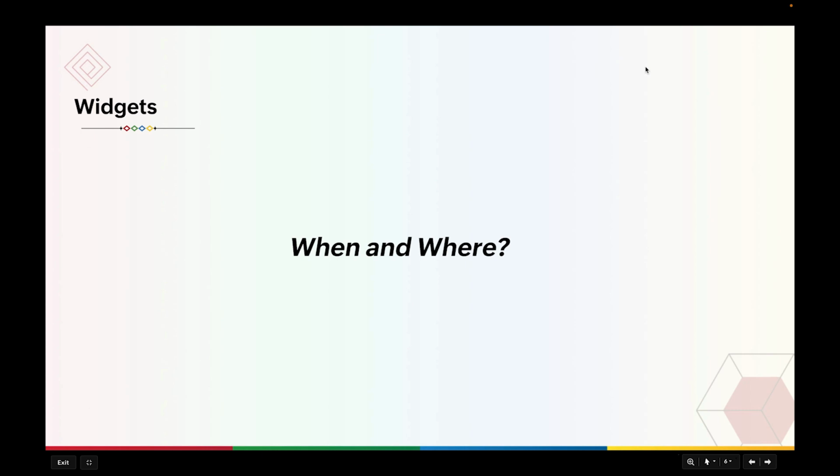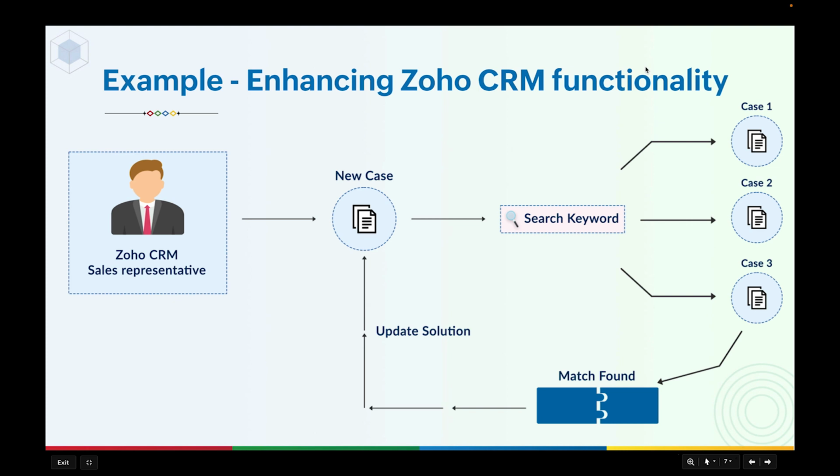So when and where can these widgets be used? As mentioned earlier, a widget can be used to enhance the functionalities of Zoho CRM by either accentuating its existing features or using data from third-party applications. So let's see a couple of scenarios of how widgets are used to enhance existing CRM functionalities by adding new features or by integrating with other applications and using their data. So as the first example, let's see how widgets can be used to extend the existing functionality of Zoho CRM.